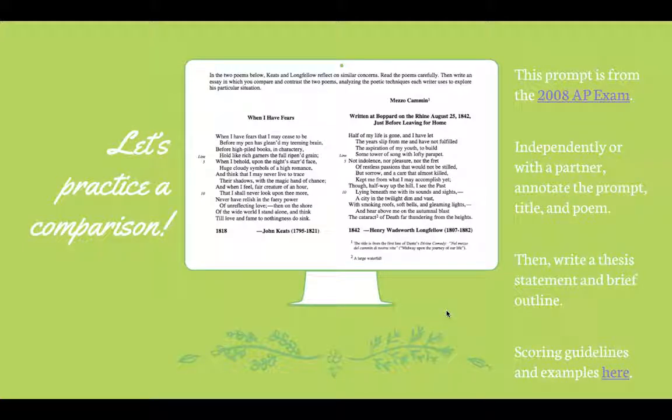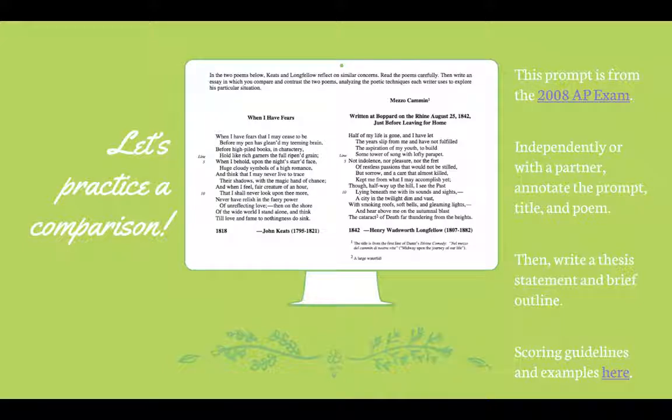I also wanted to show you an example of a prompt that would have you compare two poems. This is from the 2008 AP exam. And the prompt says, in the two poems below, Keats and Longfellow reflect on similar concerns. Read the poems carefully, then write an essay in which you compare and contrast the two poems, analyzing the poetic techniques each writer uses to explore his particular situation.